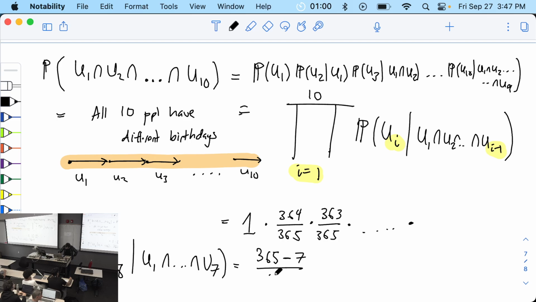So it's always going down by 1, because the 7 people before the 8th person take up 7 days on the calendar, so there's 365 minus 7 days left that are all legit. Okay, so the final number here should be 365 minus 9 divided by 365, because there are nine people that were in the room before, and they take up 9 days on the calendar. You have to multiply all these numbers together following the pattern, and that is the answer.